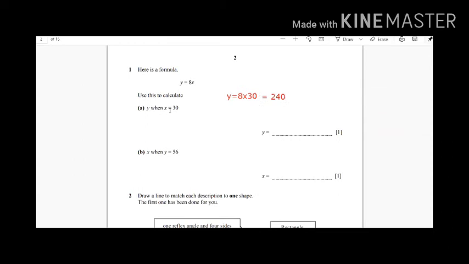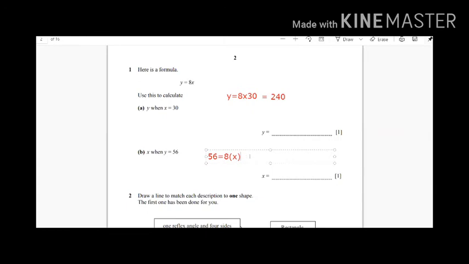Next is you will find the value of x when y is 56. Can you do this? If y is 56, what will be x? Should we divide or multiply? Yes, you are right. So you will divide. Place the value of y over here on the left side. So you will write 56 equal to 8 times x.